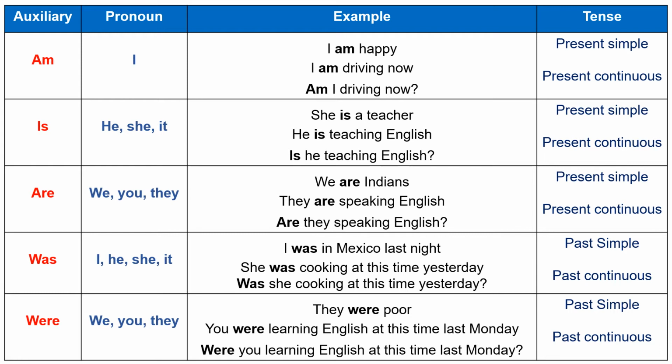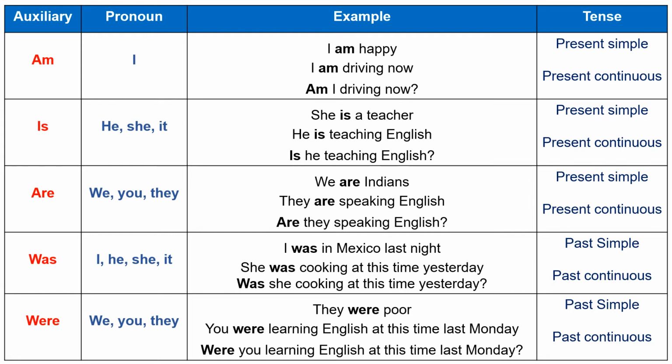Next, she was cooking at this time yesterday. This sentence is in past continuous tense. In this sentence, there are two verbs. Was is one verb, cooking is another verb. Was is an auxiliary verb in this sentence. Next example: was she cooking at this time yesterday? This is a yes or no question in past continuous tense. In this question also, was is an auxiliary verb.